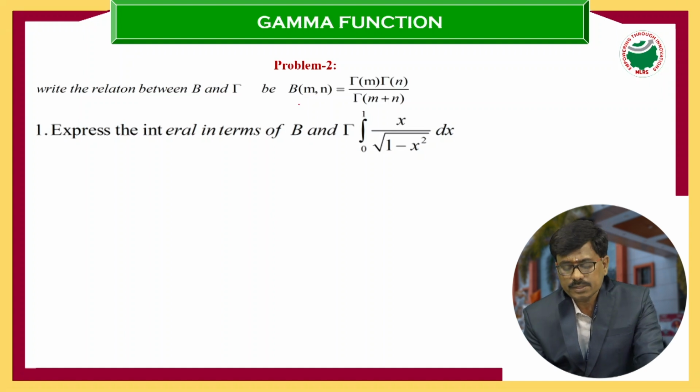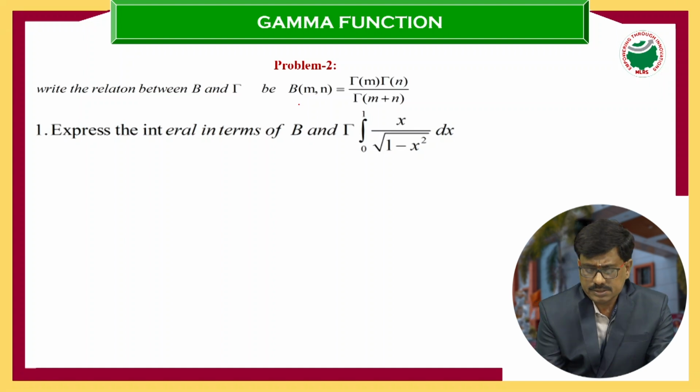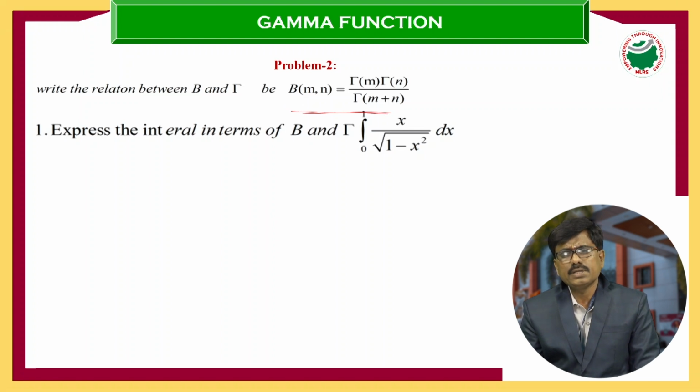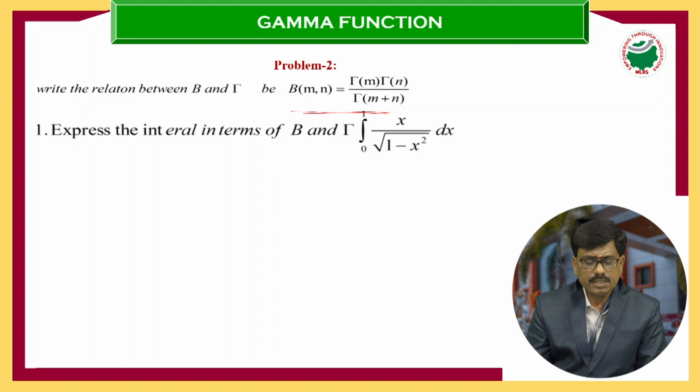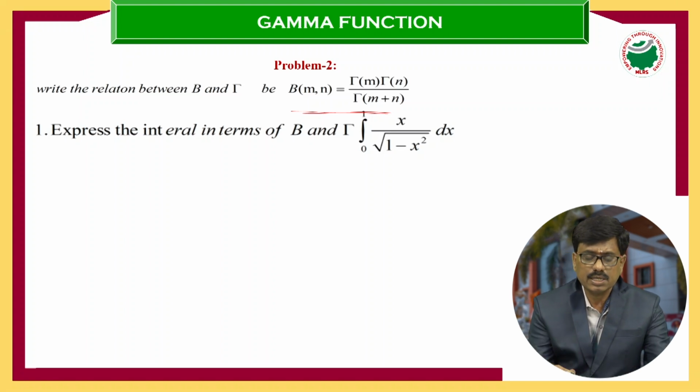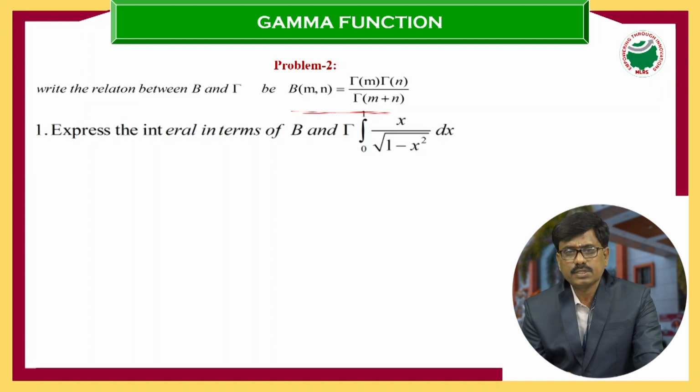Beta of m comma n equals gamma m, gamma n divided by gamma of m plus n. This is an important result, whenever we need to convert the beta function, a two variable function, into single variable functions. This is the relation between beta and gamma: beta of m comma n equals gamma m, gamma n divided by gamma of m plus n. In the coming module, I am going to prove this result.